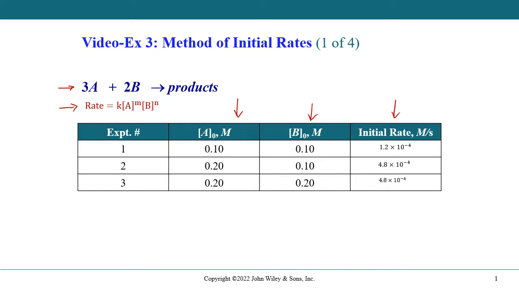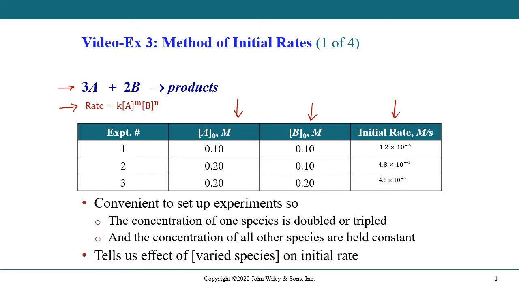Okay, so it's convenient for us to set these things up so that when the concentration of one species is doubled or tripled and the concentration of other species are held constant, we can then tell the effect of the varied species on the initial rate. So let's look at how we can do this.